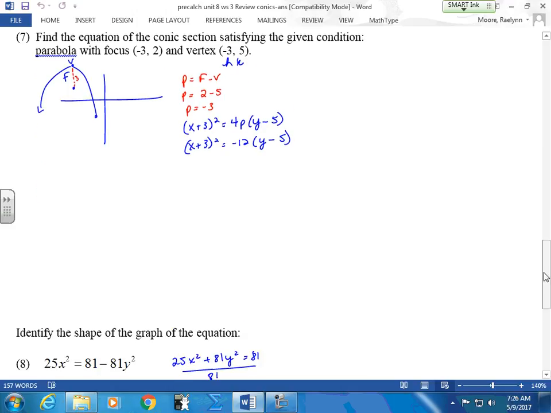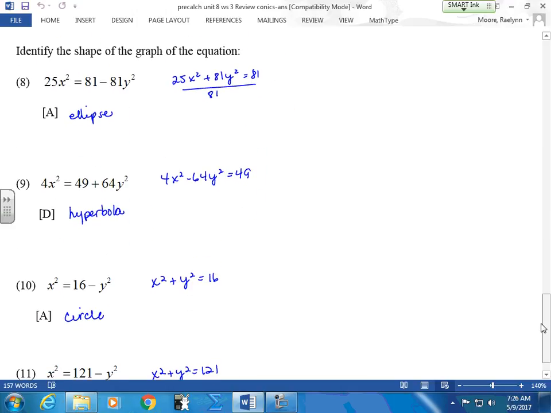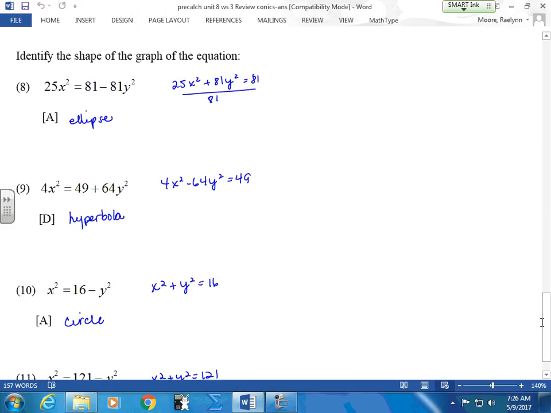Right, and did you guys get this last part? Yeah. So identifying these, get everything to one side first, because even though your x squared and your y squared are on opposite sides of the equal sign, when you move your y squared over, it's going to give you an ellipse. The second one, when you move your y squared over, it's going to give you a hyperbola. The third one's going to give you a circle.